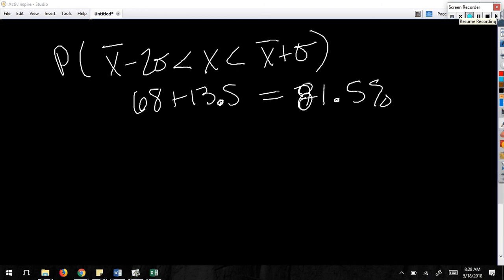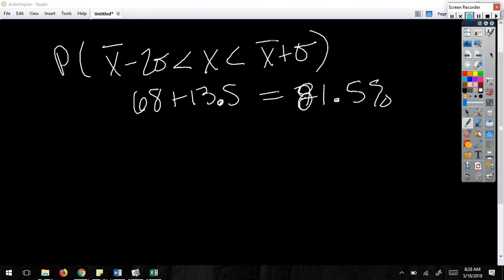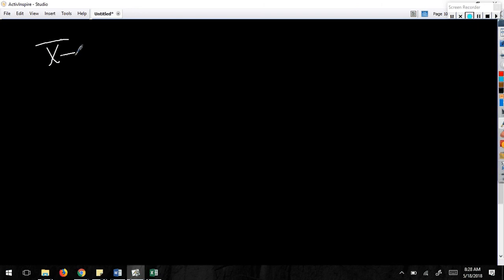Instead, we'd have to calculate the mean and the standard deviation. But let me set up a problem for you. I'm going to get one from the book. The blood cholesterol readings for a group of women are normally distributed. So there's my keyword, they're normally distributed. I know they're going to fit under that normal curve, my 68, 95, 99.7. They're normally distributed with a mean of 172 and a standard deviation of 14.